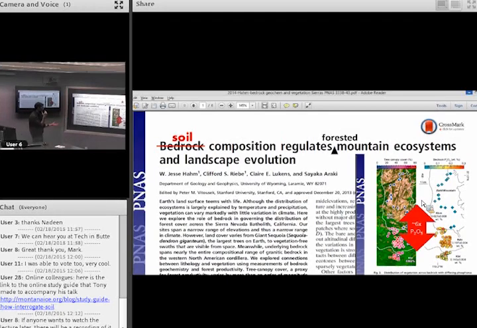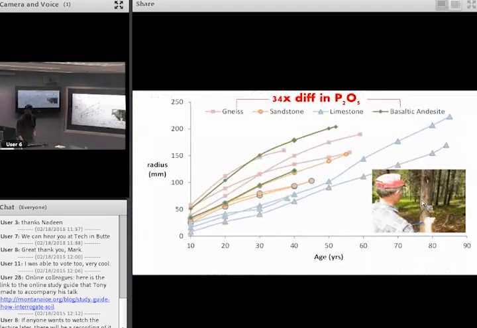He's like, dude, you know, trees don't really grow on rocks, so maybe it's your soil composition. And so they got really excited. They're like, hey, this is one of the most dramatic gradients in rock-derived phosphorus that we can find. We're like, yeah, game on. We got a 34x difference in P2O5 between the gneiss and the basaltic andesite.